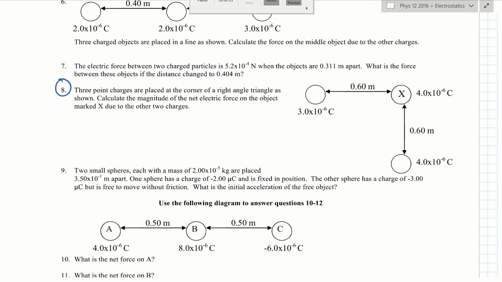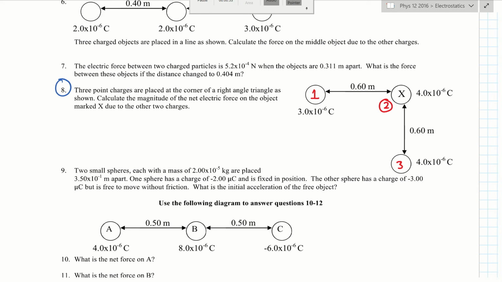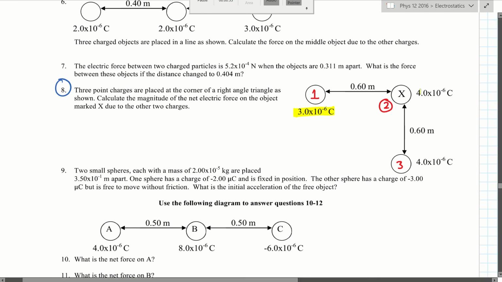Now, we're going to name them again, right? Otherwise, it's very hard to call which one is which. This is charge 1. And then from the top, we will have charge 2. So this is charge 2. And this is charge 3. Okay, now look at the charges themselves: 3 microcoulomb, 4 microcoulomb, and 4 microcoulomb, and they're all positive.